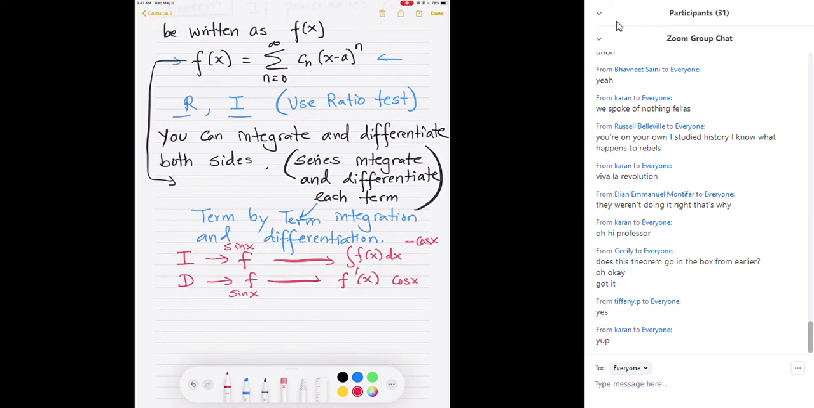Then the question is, what happens to this radius and interval of convergence? And this is where the punchline comes. He says that the radius stays the same, so don't worry about it. The radius stays the same. For the interval of convergence, just check the ends.